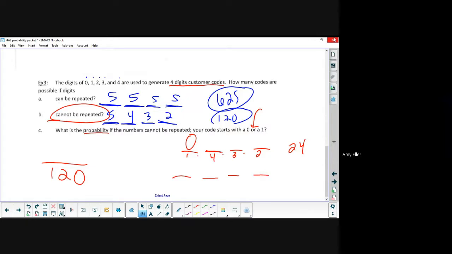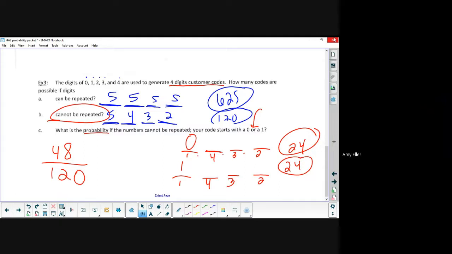Or I could start with a 1, which is the only choice. If I start with a 1, there's 4 choices left, then 3, then 2. 1 times 4 times 3 times 2 is 24. So there's 24 codes that would work that start with 0, 24 more that could work that start with a 1, which makes 48 codes possible that would work over the total 120.